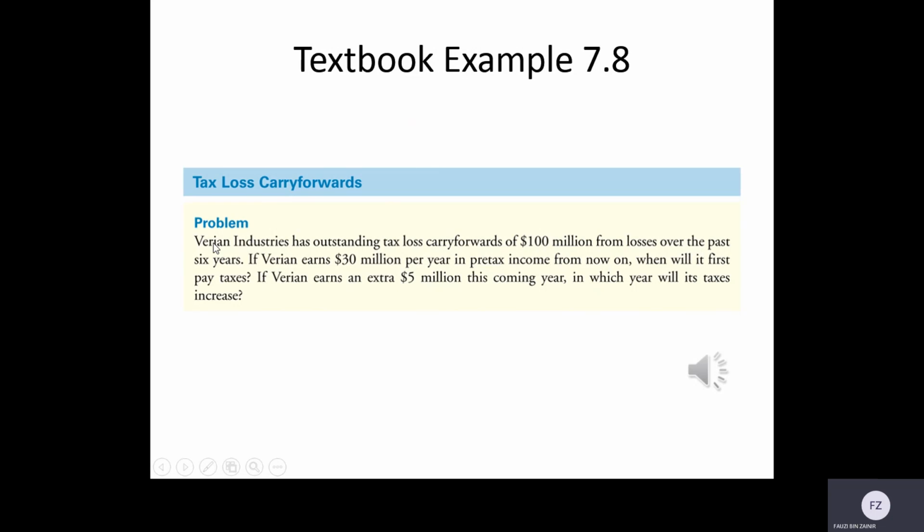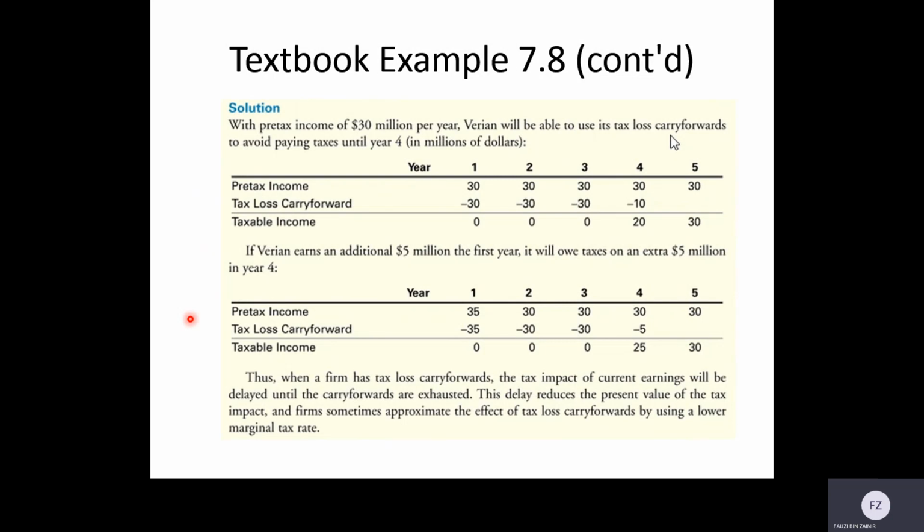carry forward. Varian Industries has an outstanding tax loss carry forward of $100 million from losses over the past 6 years. If Varian earns $30 million per year in pre-tax income from now on, when will it first pay taxes? If Varian earns an extra $5 million this coming year, in which year will its tax increase? Okay, let's look at how the calculation is made based on this question.